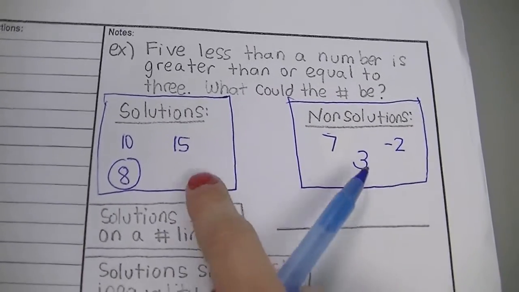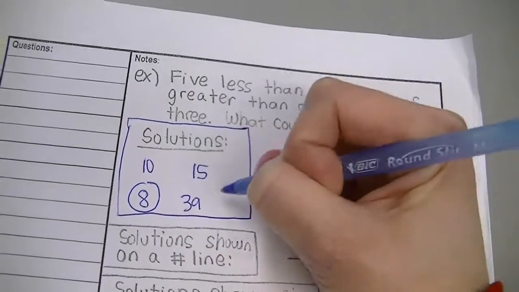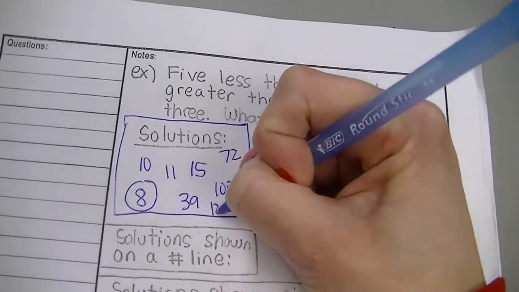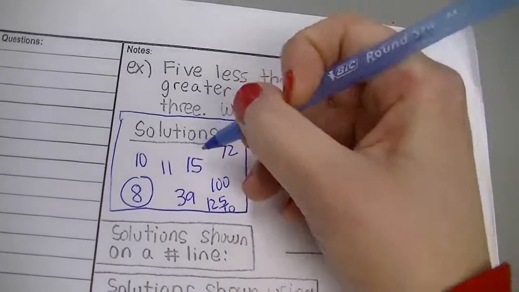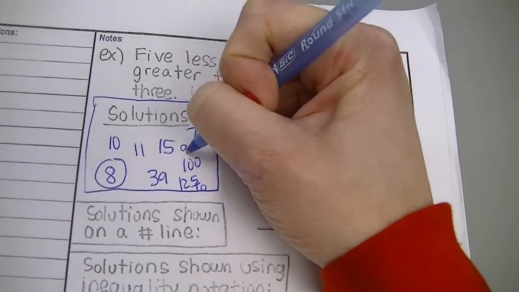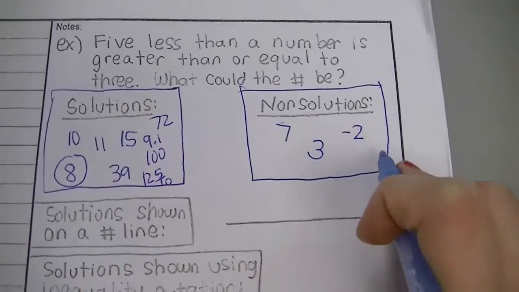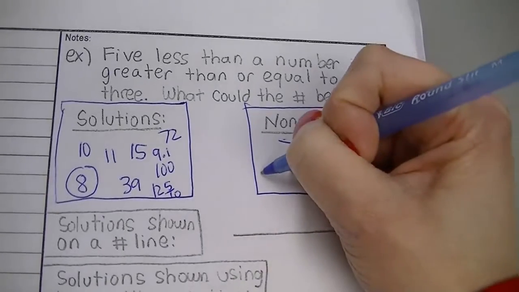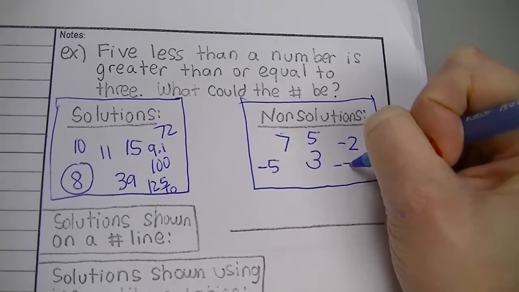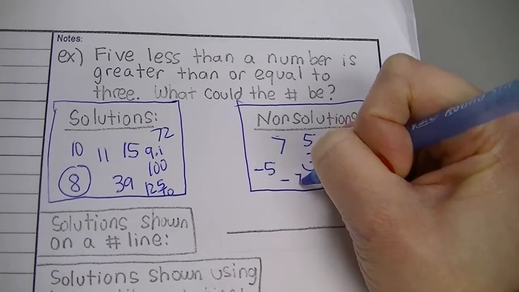All right, so you take a second and find 2 more solutions, 2 more non-solutions. Here's some possible answers that you could have gotten. 39, 100, 72, 11, 12 and 5/10, 9 and 1/10. Okay. All right, here's some non-solutions that you possibly could have gotten. You could have gotten negative 5. Could have gotten 5. Negative 74. Negative 7 and 1/2.